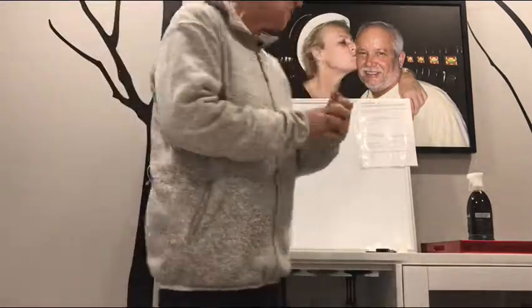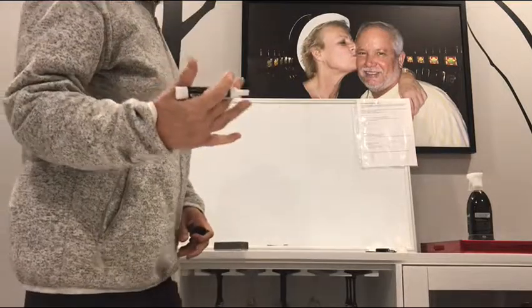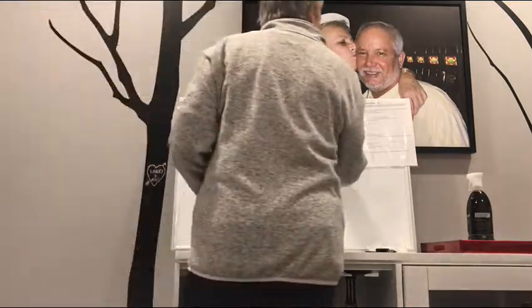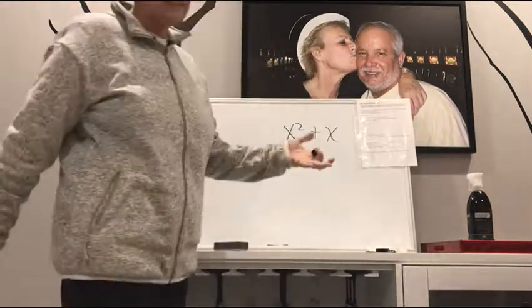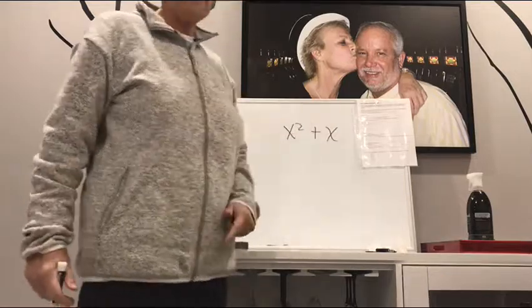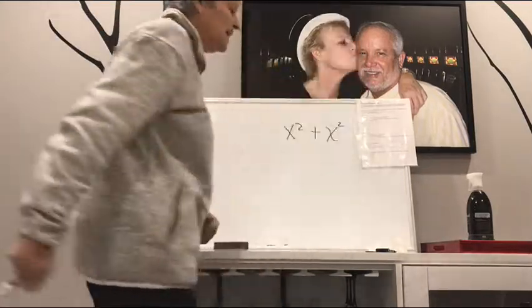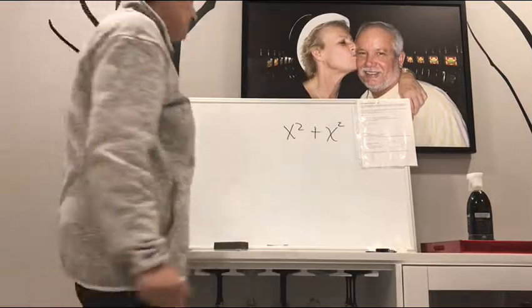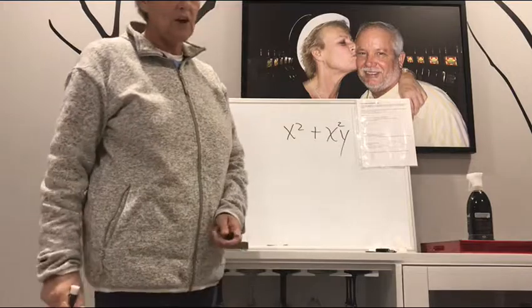Remember, like terms are variables with the exact same exponent and the exact same variable. For example, x squared and x are not like terms. The exponent here is a 2. The exponent here is a 1. They are not like terms. In order to be like terms, they have to be the same. Putting a y next to that would make them not like terms again.